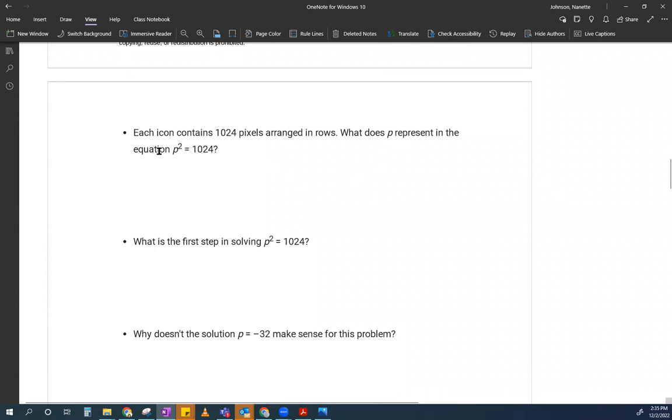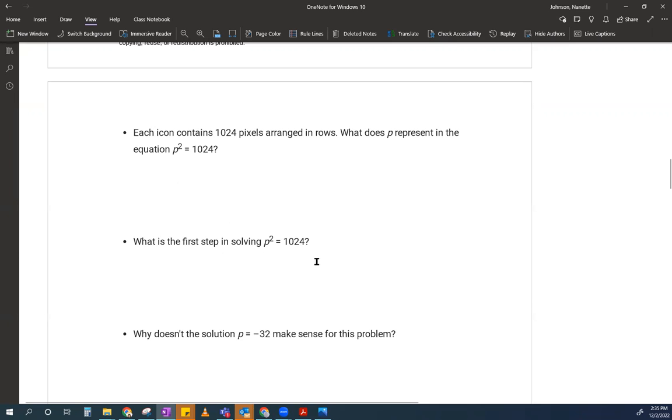Okay, it says each icon contains 1024 pixels arranged in rows. What does P represent in the equation P squared equals 1024? If you've ever looked at a TV screen, some of the TV screens still have what we call pixels. They're just saying that P squared equals 1024. P represents the number of pixels or dots in each row.